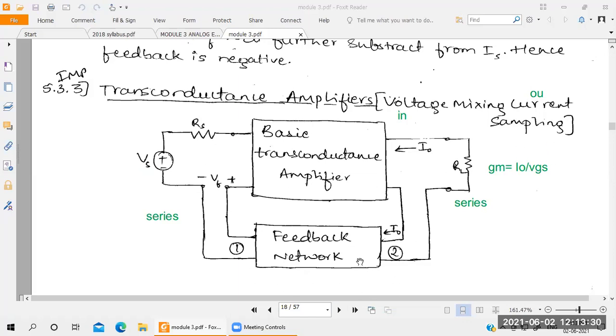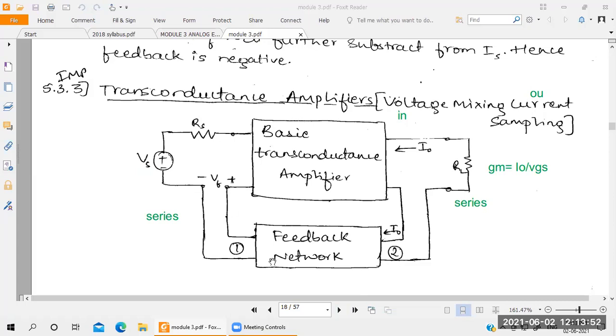Now the feedback network here. The connected feedback network is negative here. The output current is connected to the input of the feedback network. Then the output of the feedback network is connected with the input of the amplifier by using the mixer. In the mixer, we can join source voltage and feedback voltage.